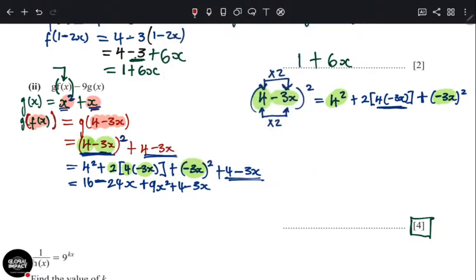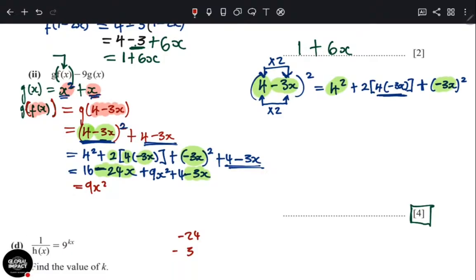Now we can simplify. What do we have with x squared? It's the 9. So it will be 9x squared. Then what do we have with x? It's a negative 24. Then we have a negative 3x at the end here. So you're going to say minus 24 minus 3. You are going to get minus 27. Of what? Of x. So this will be minus 27 of x.